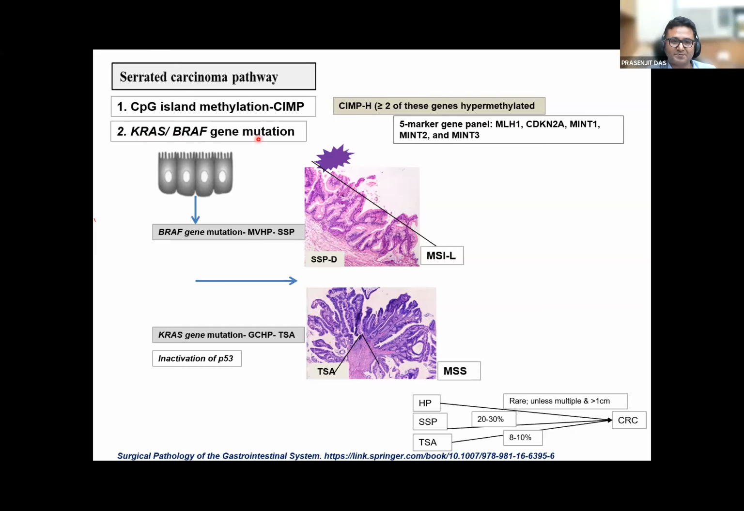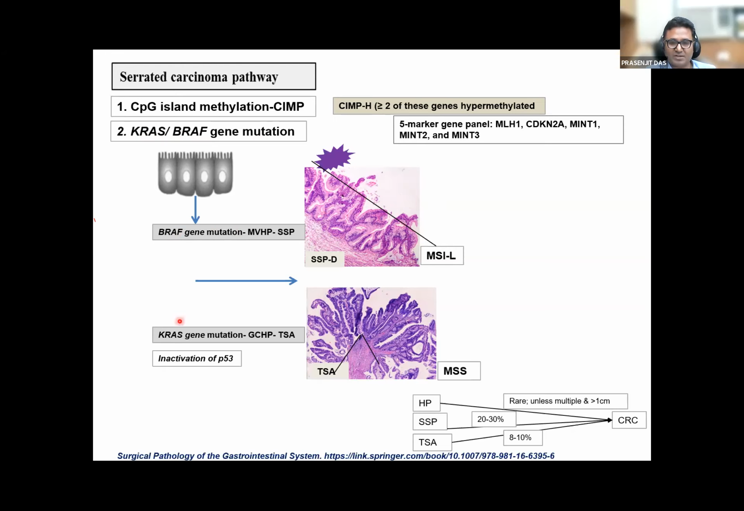BRAF gene mutation is commonly seen in sessile serrated polyps or adenomas. They are called sessile because they don't project into the lumen; these are sessile lesions. They have typical serrated morphology.